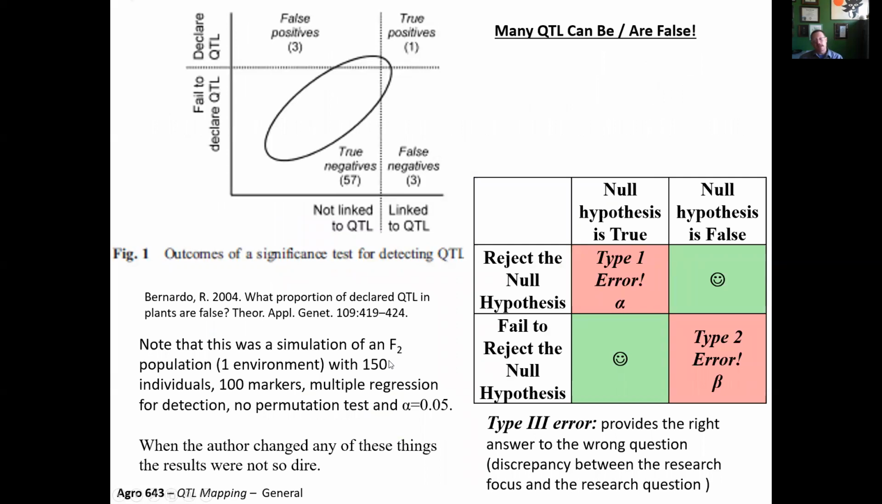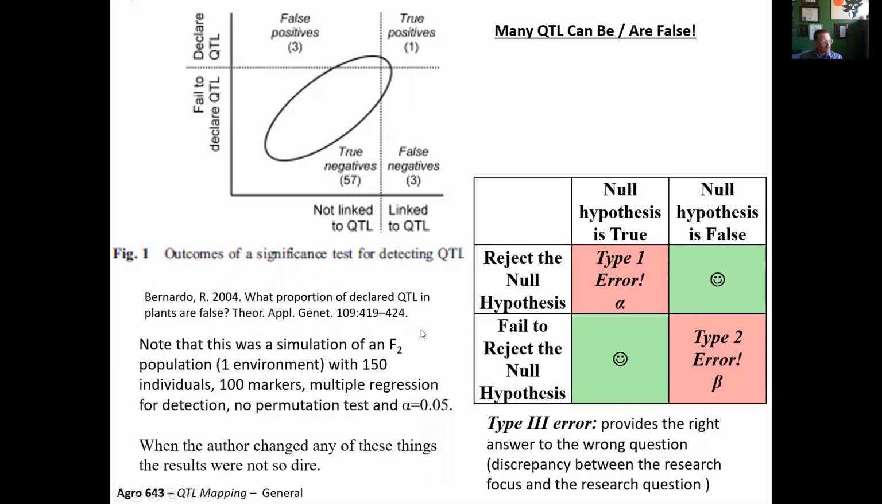Now, I can't emphasize this enough, and this is one of the biggest problems that I think people run into when they start using molecular tools in a breeding program. And that is, most QTL are false. At the end of this lecture, I'll talk about some of those reasons, but most QTL are not real. They are statistical anomalies that will never be repeated.